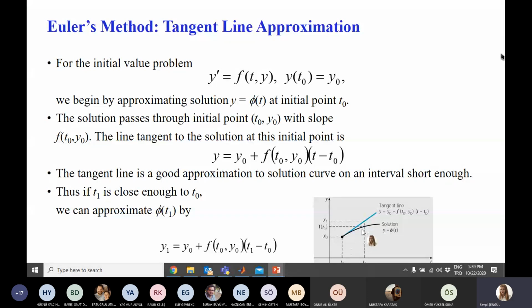You can approach this curve with this line segment. And starting from here to t2, you can define another line segment that is going to be tangent to part of the solution. And you can follow this solution by these line segments. And as long as you get t0 and t1 close to each other, these line segments are going to follow your solution very well. And this is how we use Euler's method. So we will start with some initial value and we will define these line segments, tangent lines.